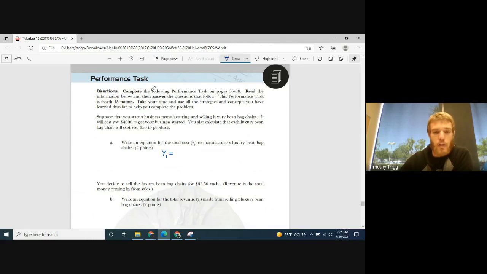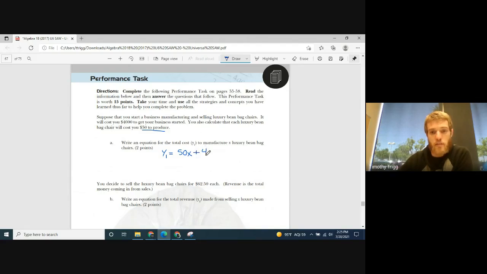Now, what we want to look at is our costs here. In this case, we have a starting cost, in other words, a fixed cost of $4,000, plus a cost of $50 to produce each chair. So it's $50 times however many chairs we produce. If we produce 10 chairs, then this 50 gets multiplied by 10 because it's $50 for each chair. Plus, there's our fixed costs of $4,000.